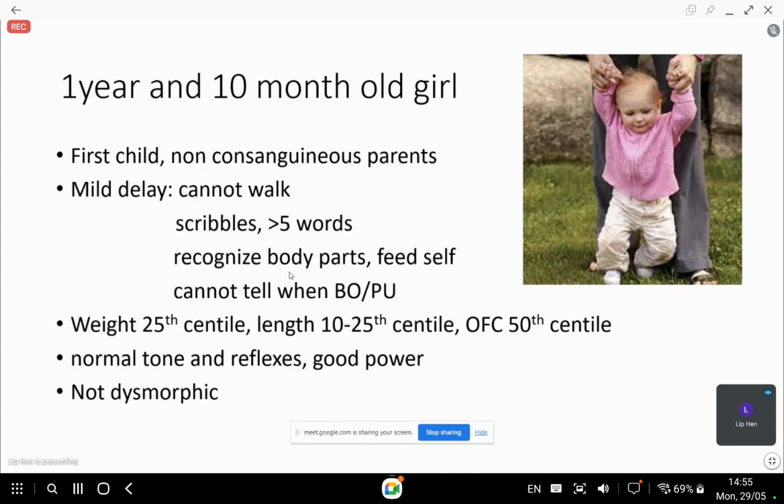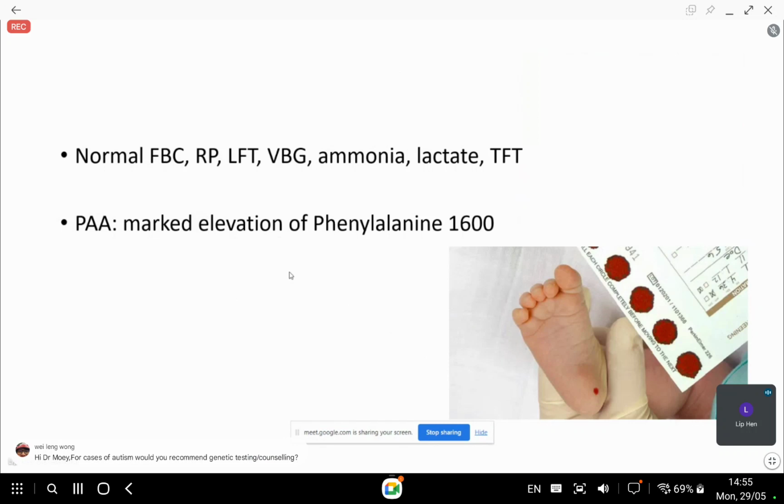So the pediatrician sent off some blood tests, including the blood gas, the ammonia, lactate, and thyroid function test, which all came back as normal. However, the plasma amino acid revealed a marked elevation of phenylalanine, 1600. So do we know what this girl has? Anyone want to try?